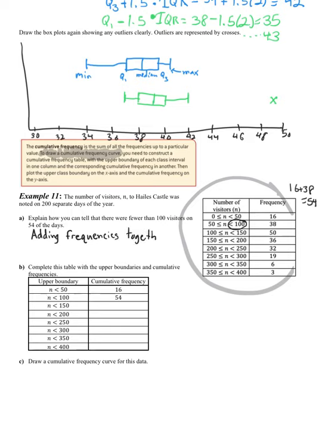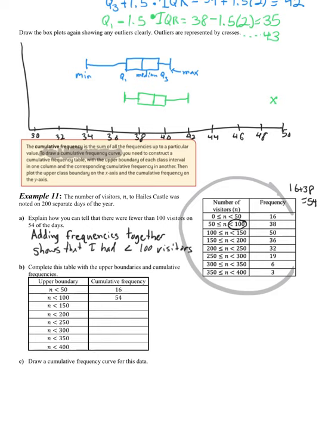So I'm just adding the two frequencies together. So adding them together shows that I had less than 100 visitors. Okay, so that's what cumulative frequency is. We're just taking the frequency and adding every single line. So that's how you would complete the table on part B. So just go ahead and add them together.